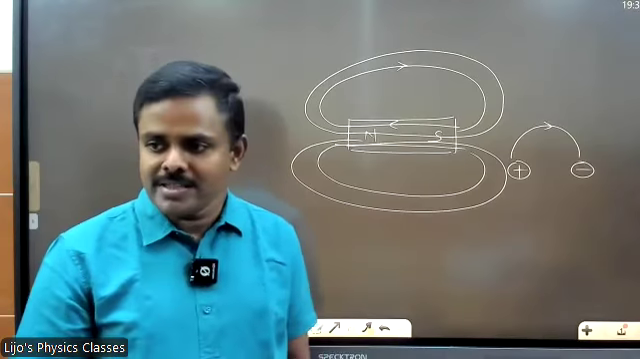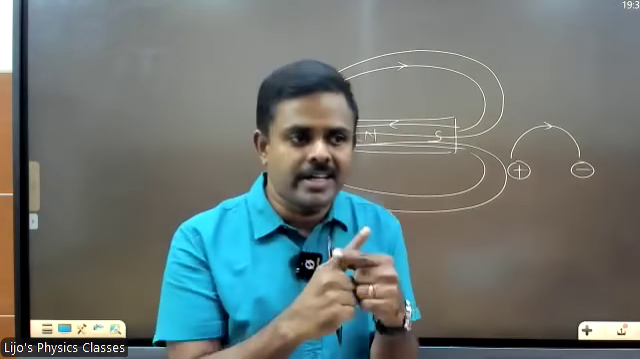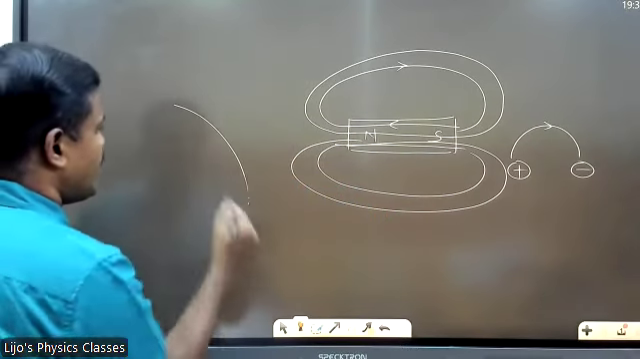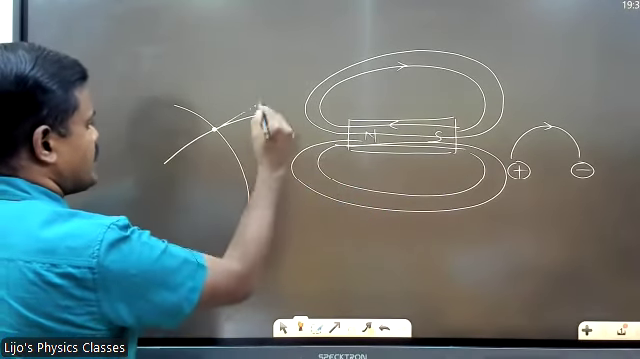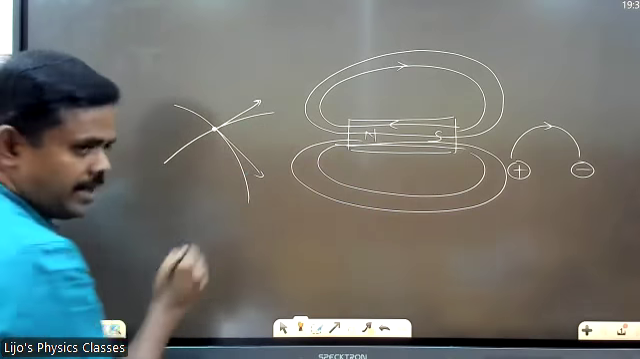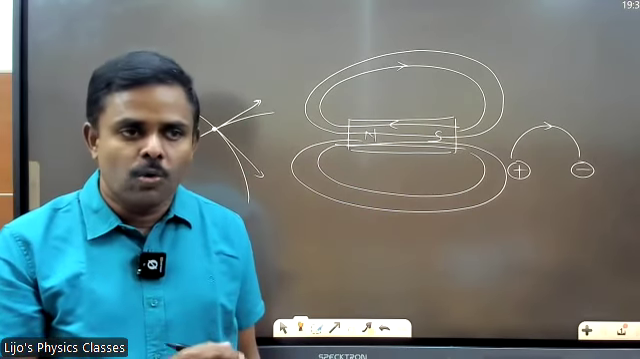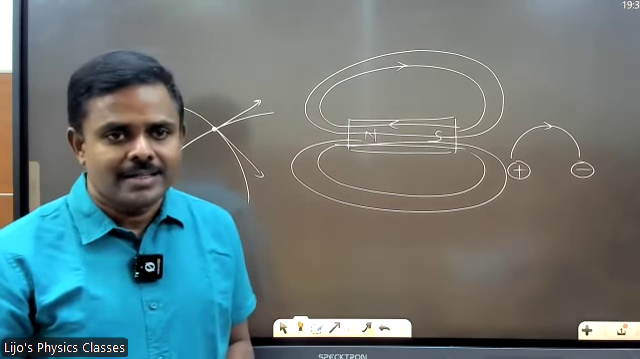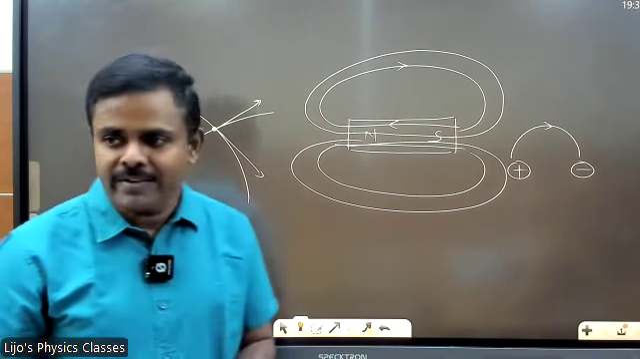There are a few things. Magnetic field lines cannot intersect. Because if they intersect, what would happen? If lines intersect, at the point of intersection, you can draw two tangents, which means there will be two directions. That will never happen, right? So magnetic field lines can never intersect.